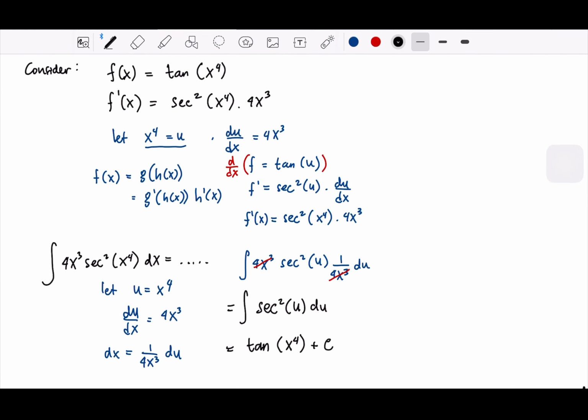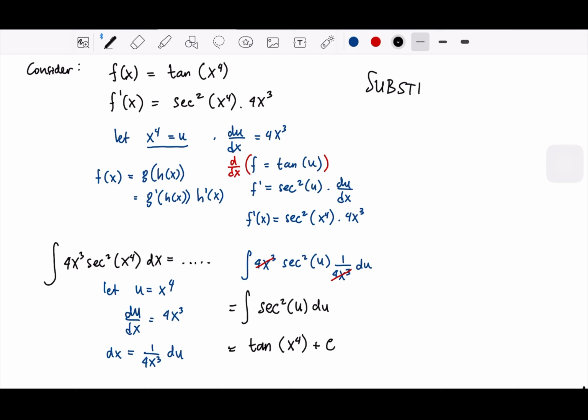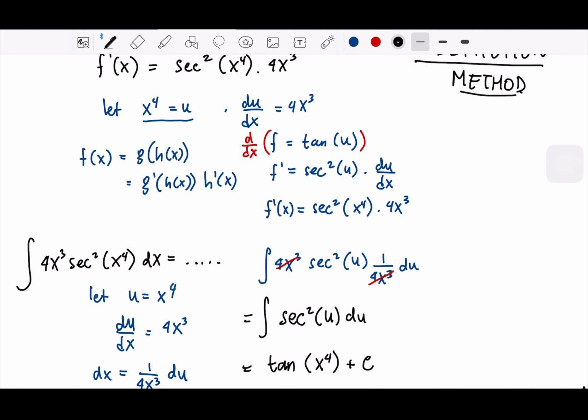So this is the substitution method. Within chapter 5, we are going to go more in depth with the substitution method. This is actually the last part of chapter 5. In chapter 6, we are going to apply integrals first to find the area between the curves and to find the volume.